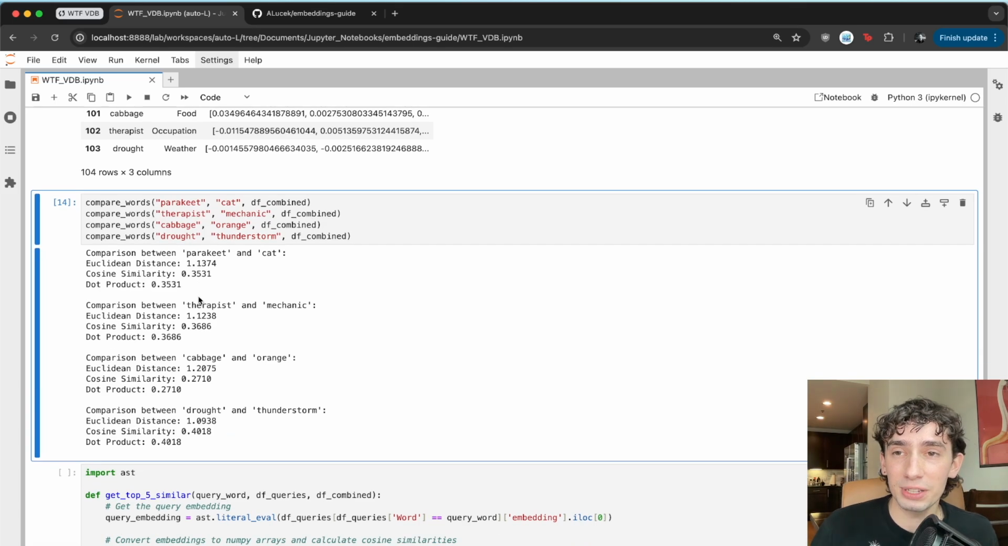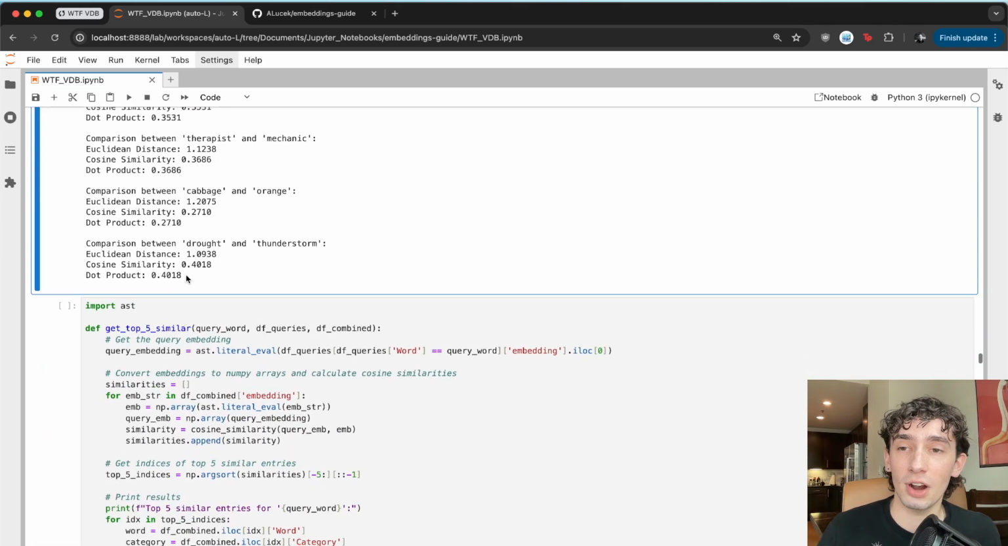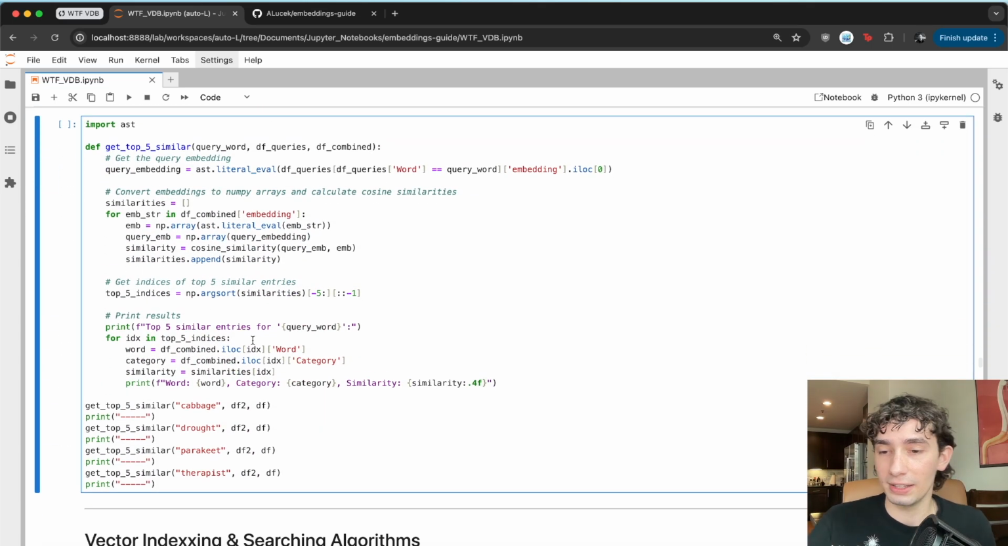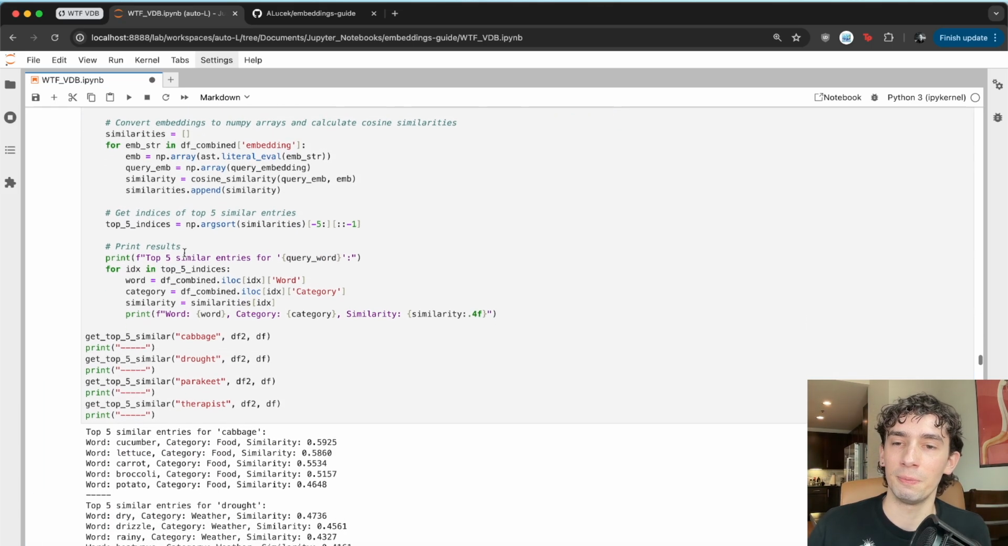But what we might want to do is actually, if we're looking at parakeet, calculate the distance between all of the entries, the other 100 that we have now in our data frame here, and find which ones are the closest. So that's what I'll be doing here with cosine similarity, running cabbage, drought, parakeet, and therapist through this, and then returning back the top 5 similar words.